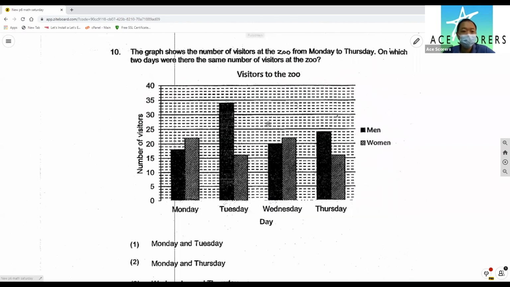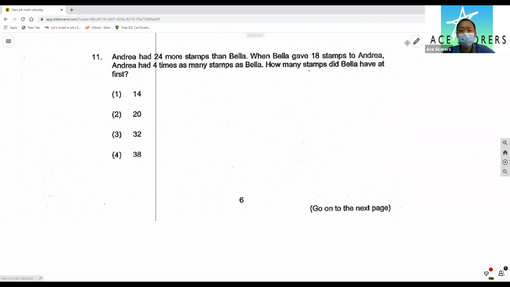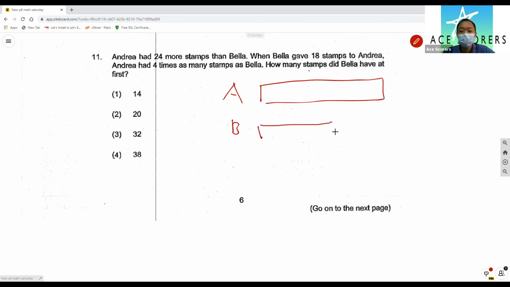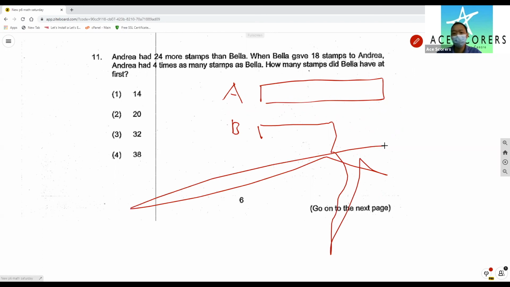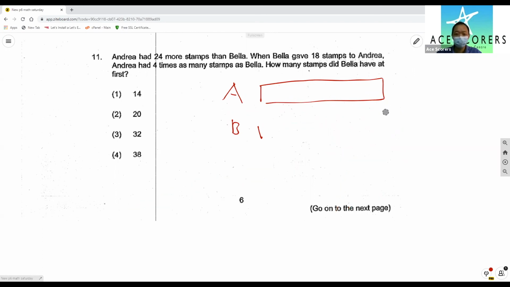Question number 11. Okay, Andre had 24 more stamps than Bella. When Bella gave, okay, wait, I got A here, B here. So A is too long. Then A don't. Huh? What happened? Okay, A is hot tomato. Tomato receipt long.